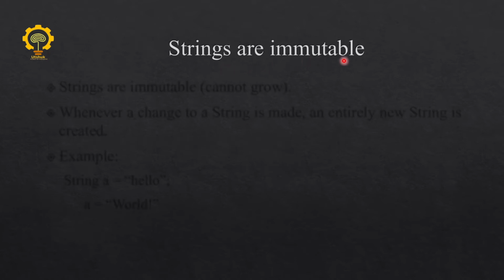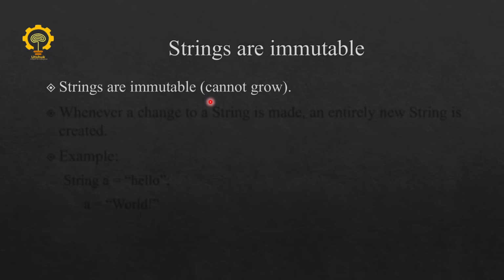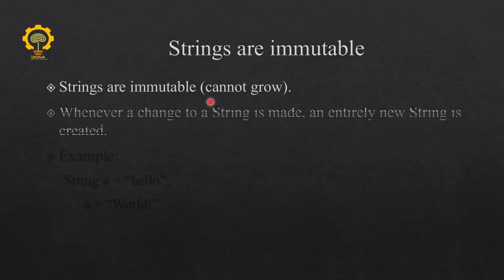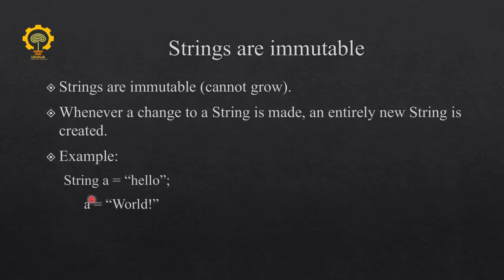Strings are immutable. It means that once a string is defined, it cannot be changed. That is, whenever a change is made to the string, an entirely new string is created. For example, if we have a string a and we assign the value hello, but after that we change the same variable value to world, then it's gonna create an entirely new string.